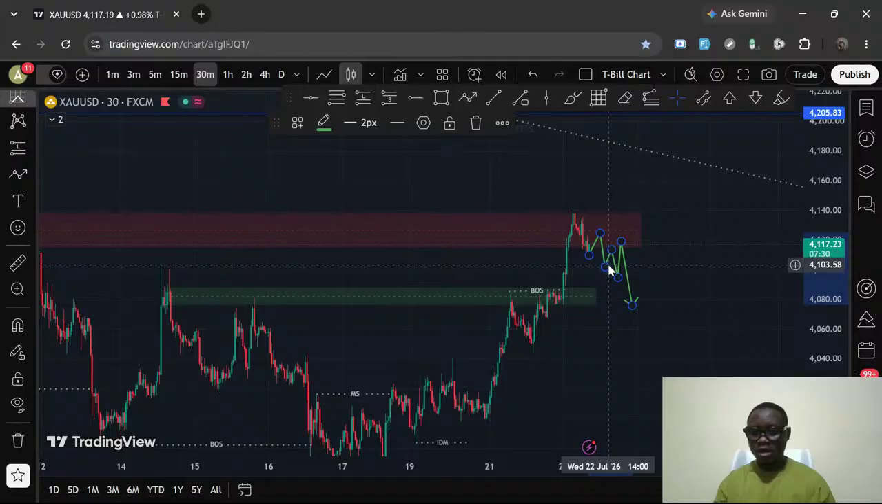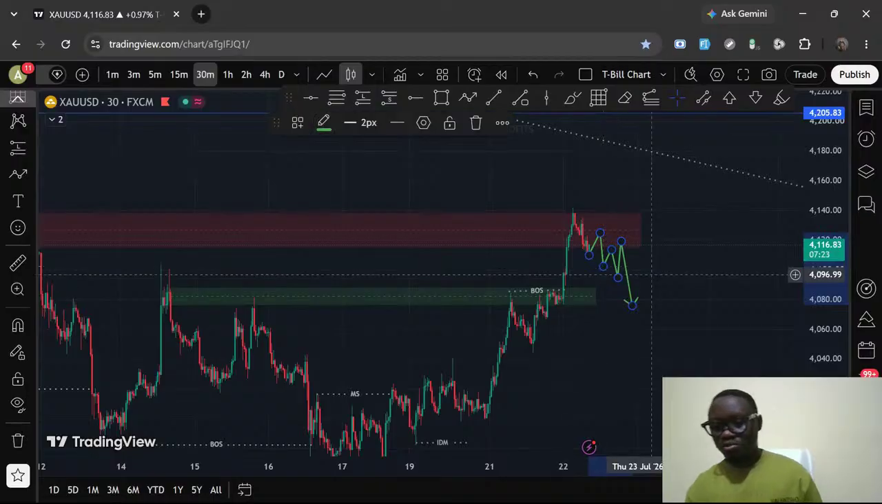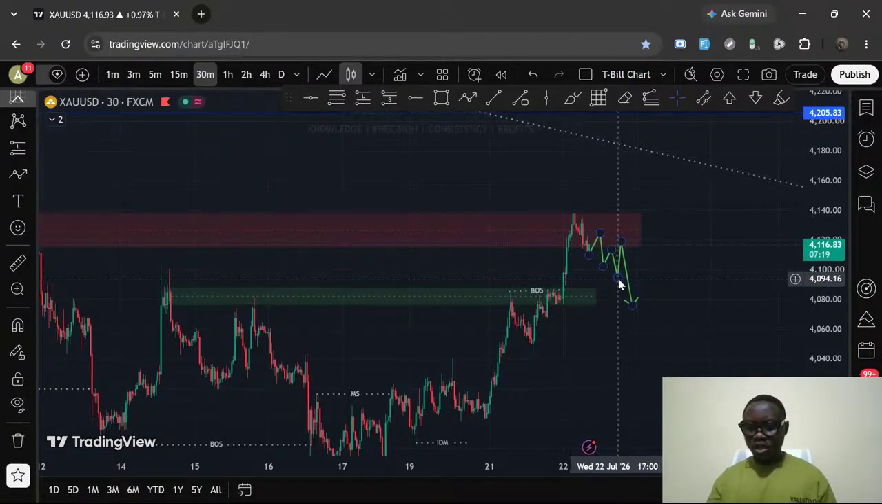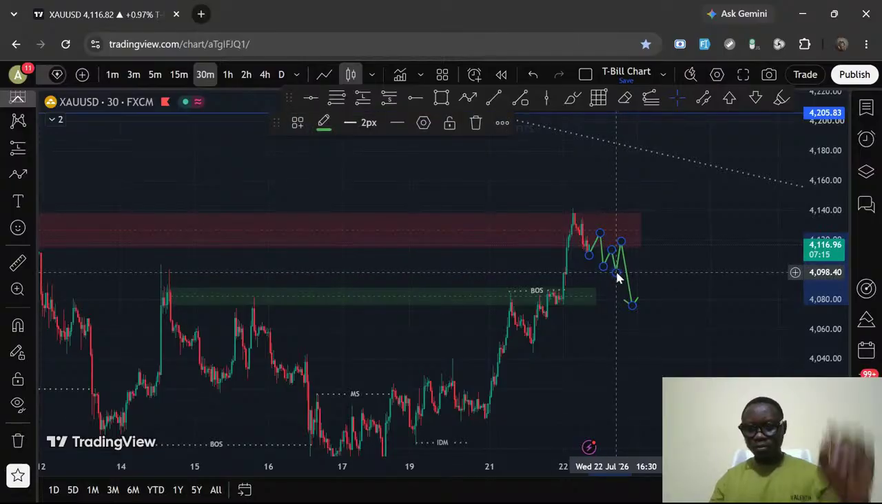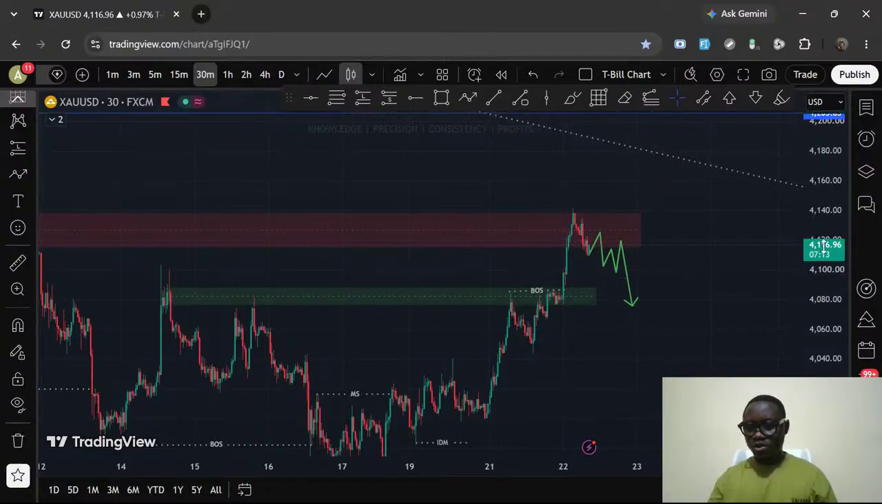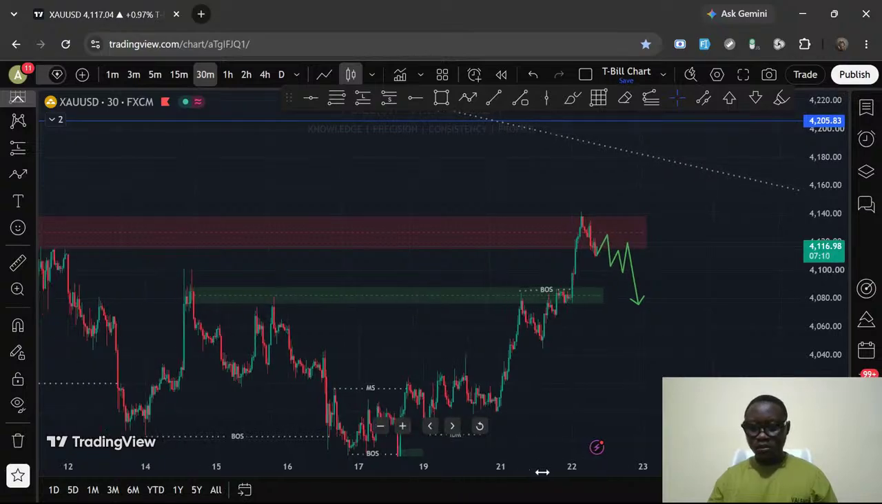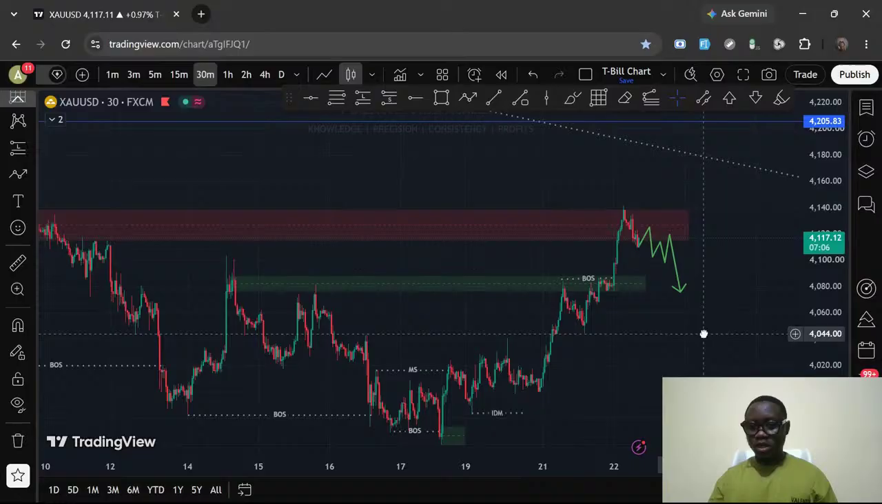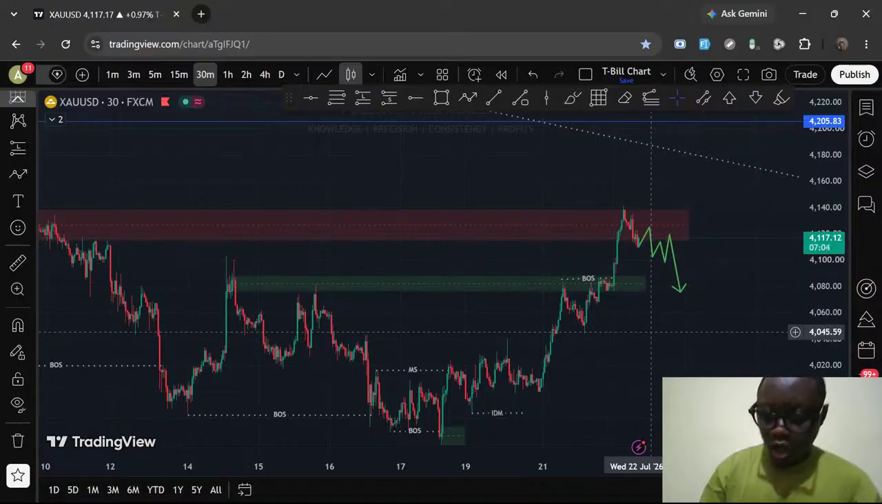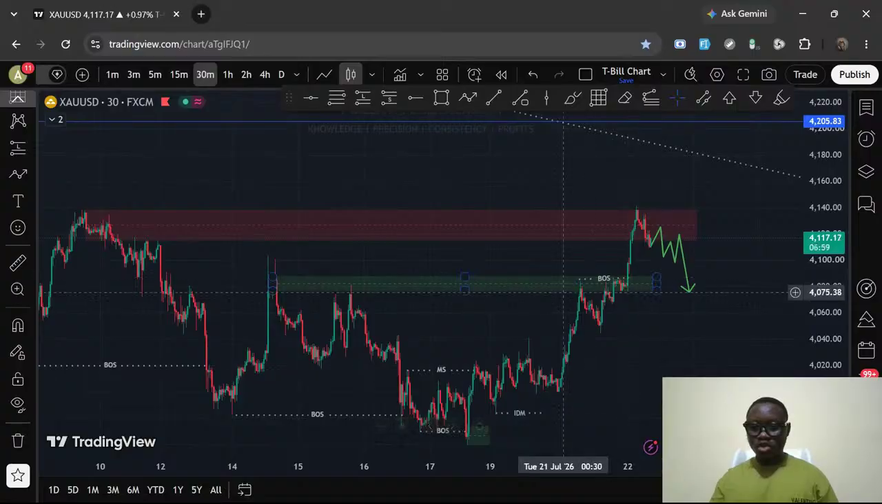Until then, I'm not doing anything on gold. Okay, because gold is already showing us a potential bullish move, but it's too early to say that we are bullish on gold. Not until the higher time frame structure shifts bullish. So for now, this is what we have. Let's be patient for gold to give us the structure we're anticipating.